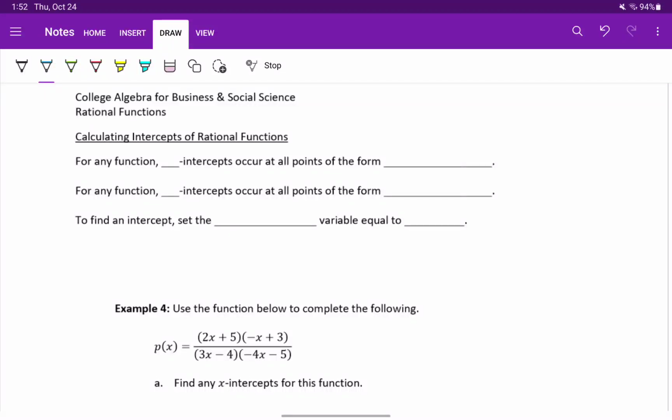We've looked at calculating intercepts for other types of functions. Now we want to do that for rational functions. Most of the concepts are pretty much the same. We're going to add in a few extra pieces here.